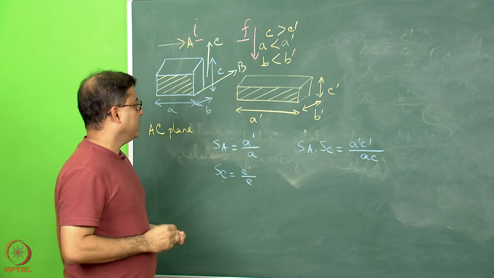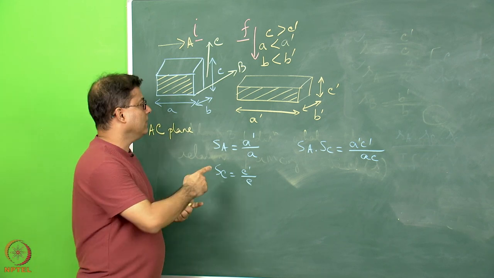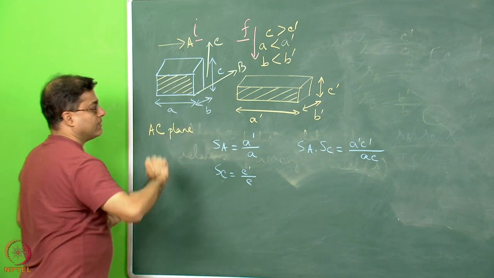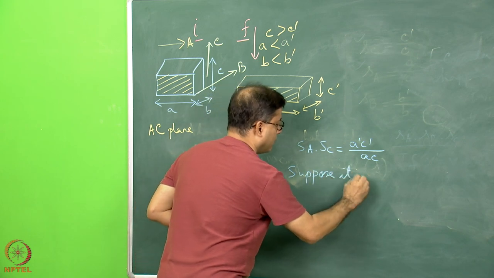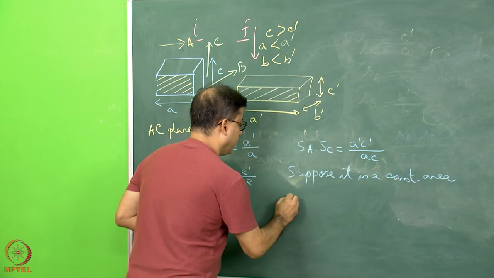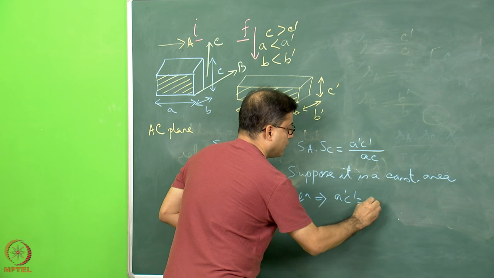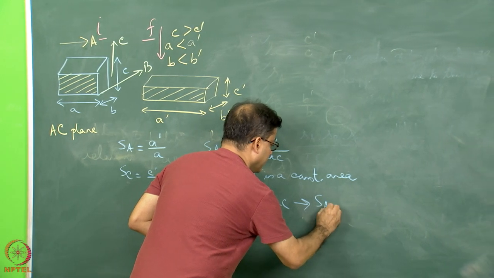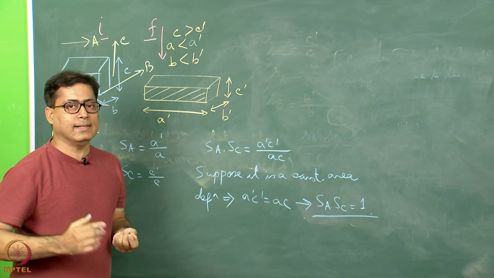Okay. Now here we say that if there is no change in area during the deformation, which is not the case in my diagram, I can clearly see that probably some area changes happen. Suppose the area remains the same, suppose it is a constant area deformation. What does that mean? That means A dash C dash is equal to AC, then what it means is that SA SC is equal to 1. They are equal, so they get cancelled out.